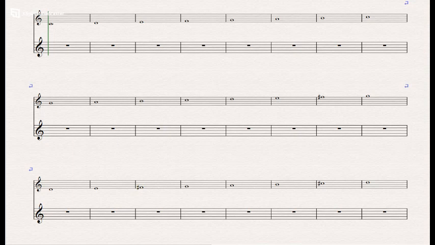Okay, today we're going to do the natural minor scale. We talk about relative scales. You know that a major scale is when music sounds happy. To build a major scale, we use that pattern of two whole steps and one half step, and then three whole steps and a half step.